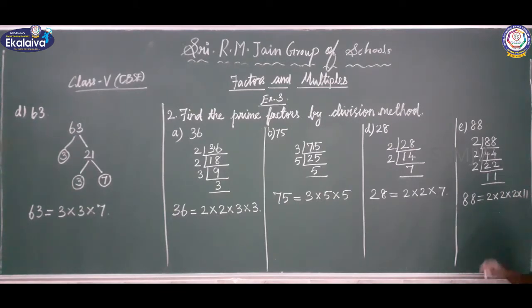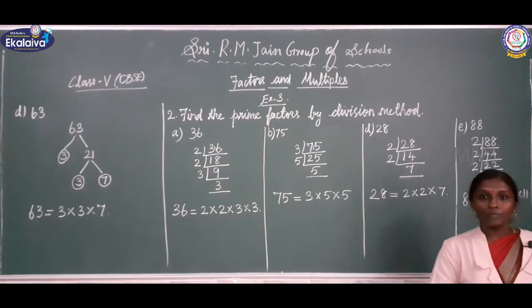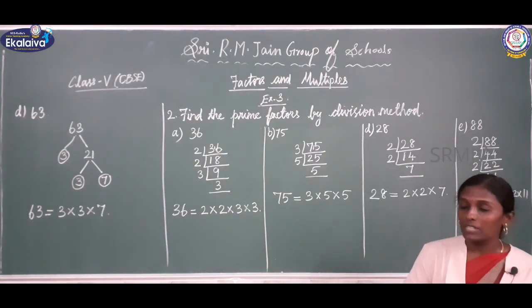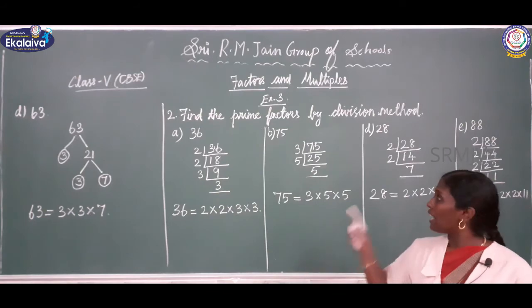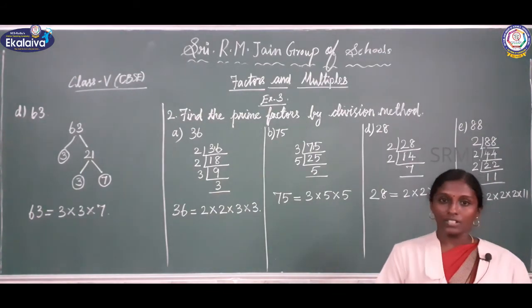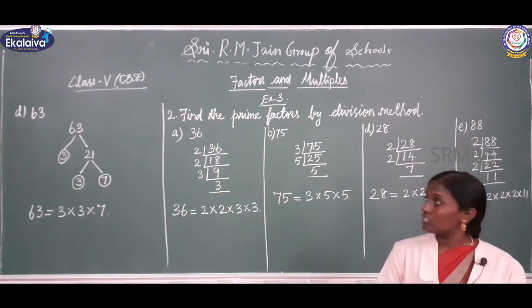Is it clear, children? So to find the prime factors, we have two methods. One is the factor tree method, another one is the division method. Okay, hope you all understood.